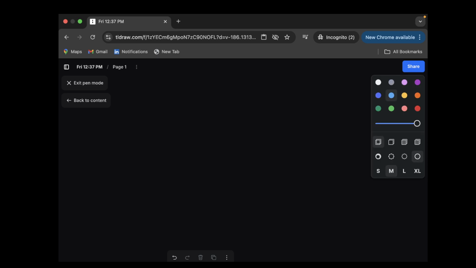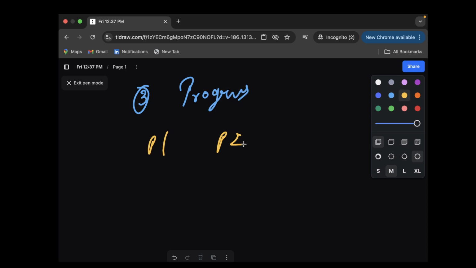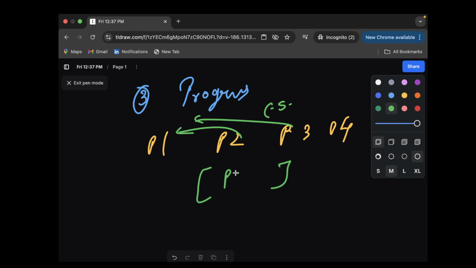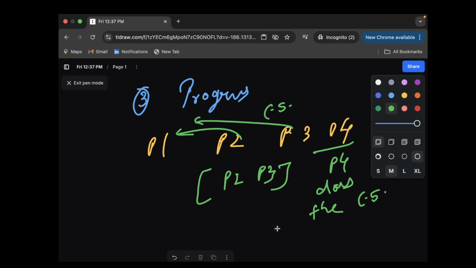There's one more rule we say, which is progress, right? So if I have P1, P2, P3, and P4, and P2 and P3 want to access the critical section, then while considering the priority, which should get what, we should only consider P2 and P3. P4 does not need the critical section, so don't waste anything over there.